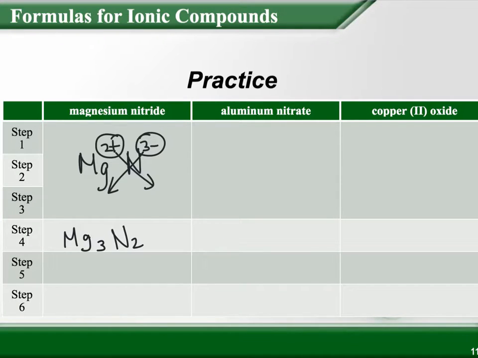Mg3N2. It will not reduce. And then when I check the charges, I have 3 magnesiums, and that's times 2 plus. And then I have 2 nitrogens times 3 minus. Oops, that's a 6. There we go. So we have 6 plus 6 minus, and they are balanced.